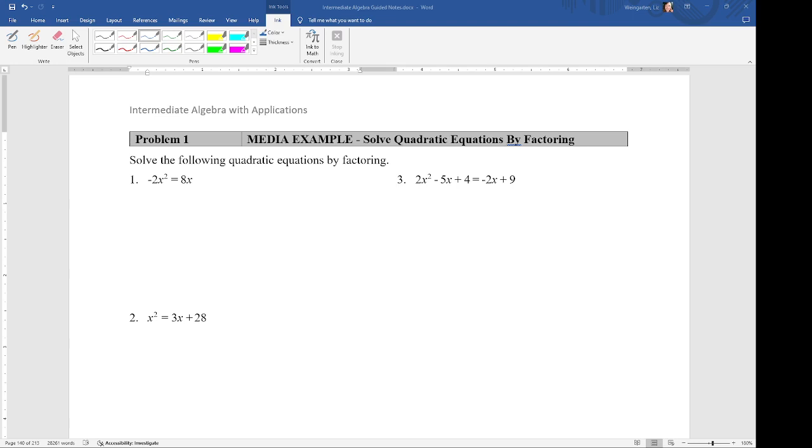In this lesson, we are going to solve quadratic equations. Quadratic equations being equations that contain an x squared. We're going to use the zero principle to solve quadratic equations.